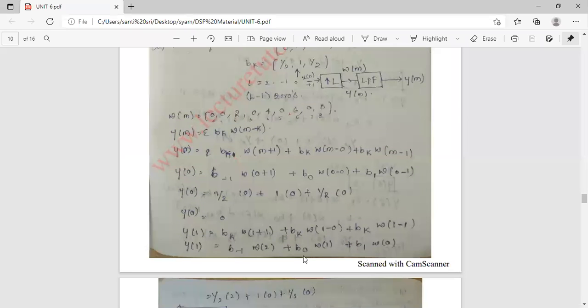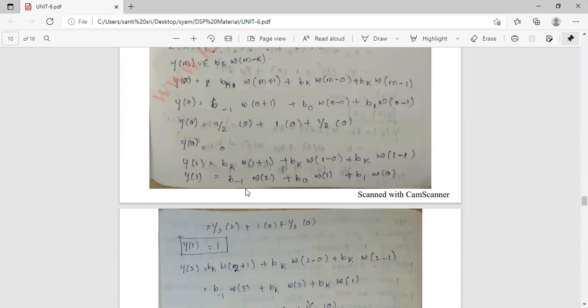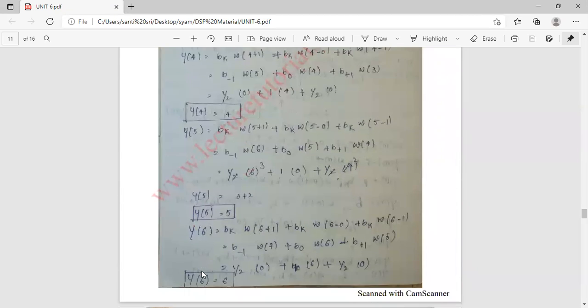That is y of 0 value. Okay, now y of 1 value. If m is 1, then it is bk into w of 1 plus 1, plus bk into w of 1 minus 0, plus bk into w of 1 minus 1, right? So it will become b of minus 1 into w of 2 plus b0 into w of 1 plus b1 into w of 0, like that, so that it will become 1 by 2 into 2 plus all zeros. This is 1. Similarly, like this, we will calculate up to y of 8 values.